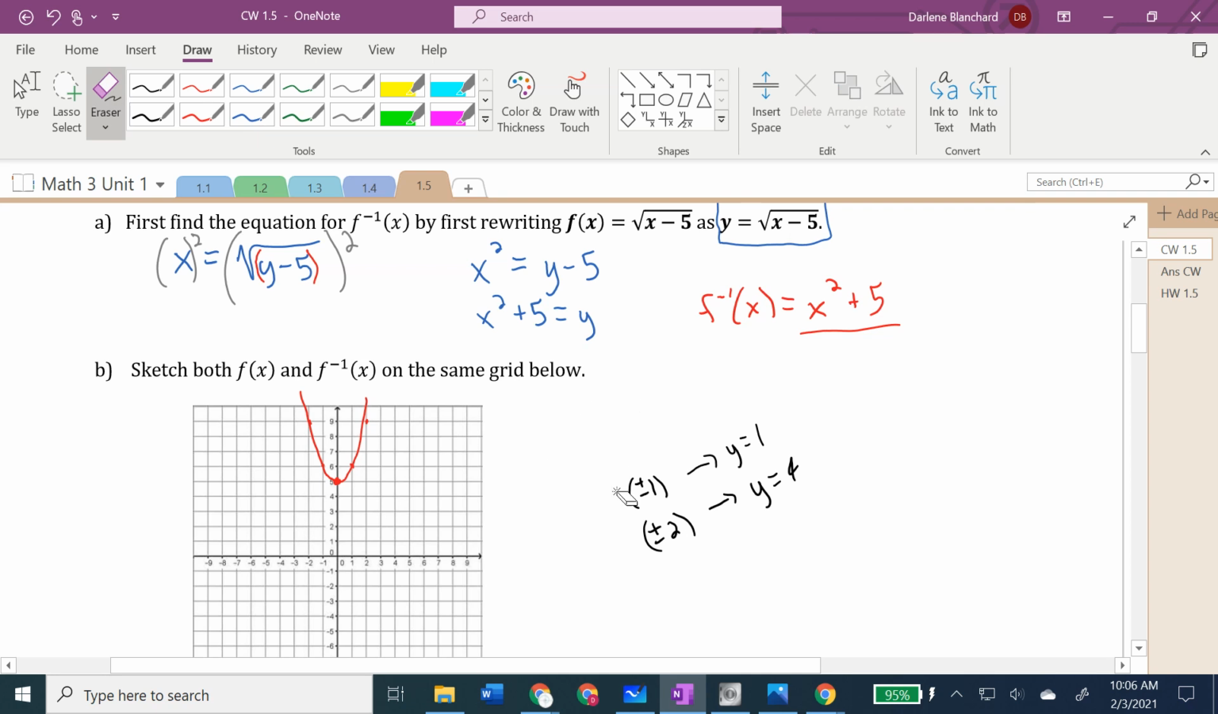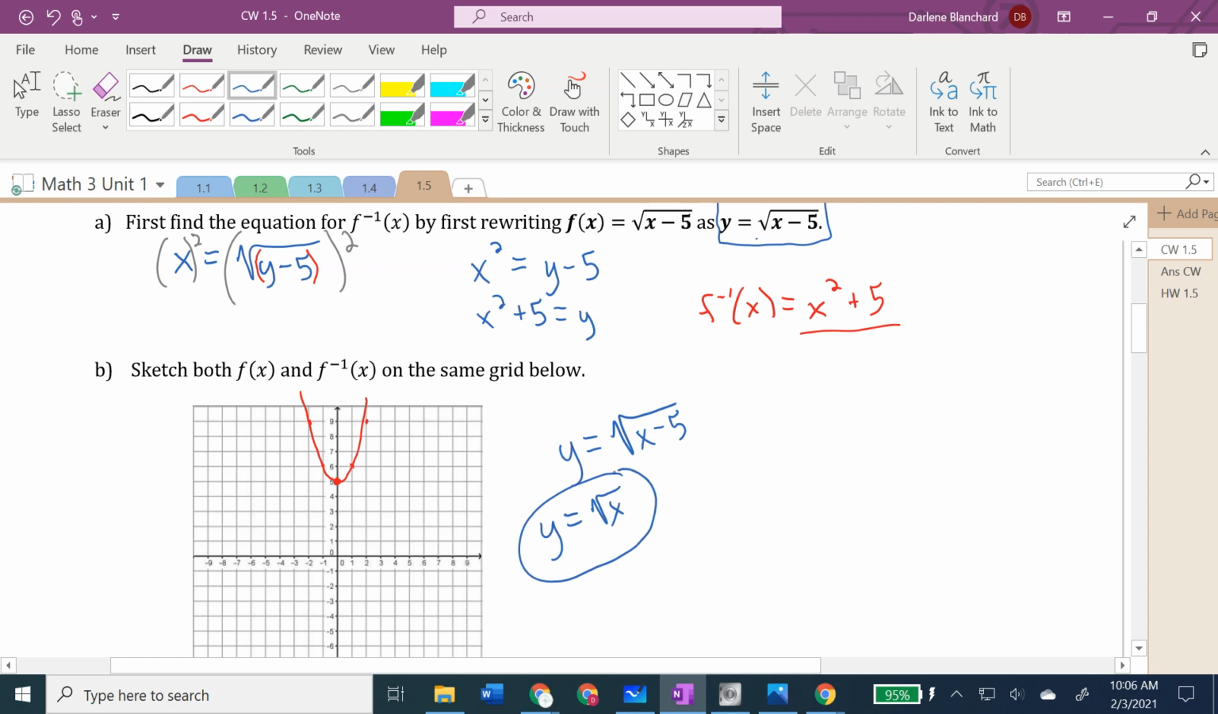The other function we're going to graph comes from the square root. So our original function, but I'm going to write it as the y instead of writing f of x. The parent graph is y equals the square root of x. So I'm going to start there. The square root of x has an endpoint at the origin. It goes through 1, 1, and it also goes through the point 4, 2.